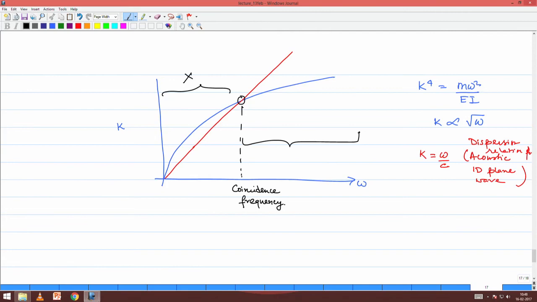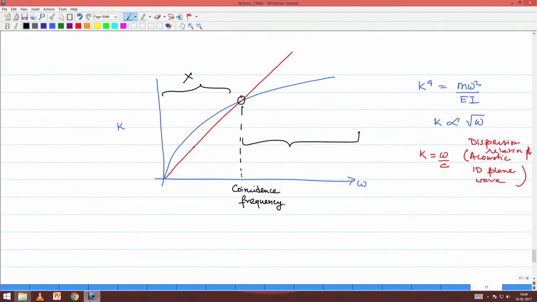Once you replace the medium, this coincidence frequency gets changed, and only the components of waves which are supersonic, which have wave numbers below the acoustic wave numbers, will radiate. So, these are the acoustic wave numbers; only the radiating components of the structure will be in this zone, which is below the wave numbers associated with the acoustic wave numbers. Only those wave numbers will radiate, others will not.